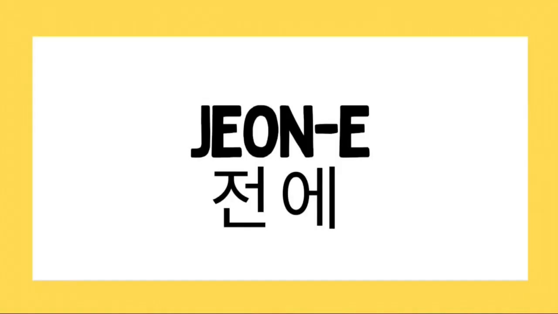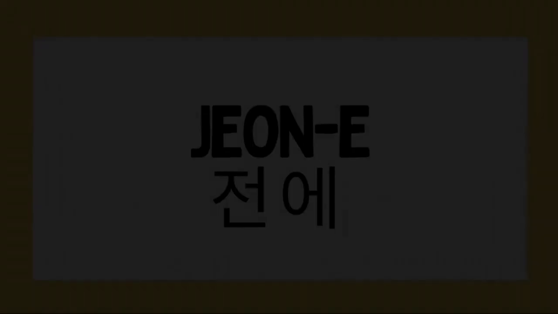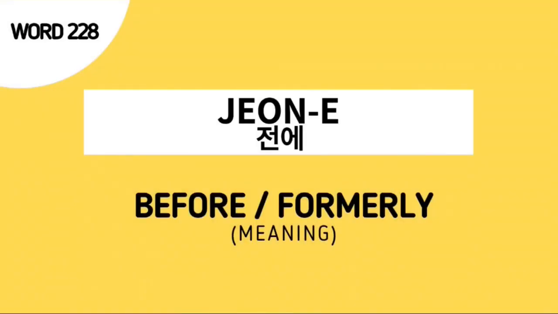Word number 228. 전에, 전에. This is pronounced as a two-syllable word. The first syllable is 전, second syllable is e. Pronounce it with me. 전에, 전에. The word 전에 means before or formerly. Again, this is used to say before or formerly.